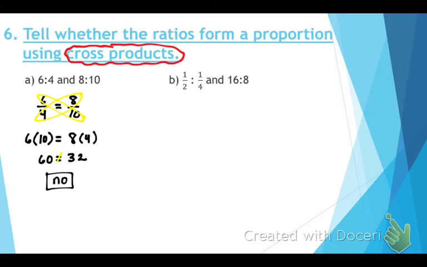Okay, we're going to go on to problem B, which is done the same way. Kaylin, help me out. What do I do? We're on B, right? Yeah, okay. Don't you have to divide 1/2 by 1/4 first? Good job. 1/2 divided by 1/4 is equal to, what should I put on the right side? Oh, 16 over 8. Very good. And we're using cross products, so what should I do?